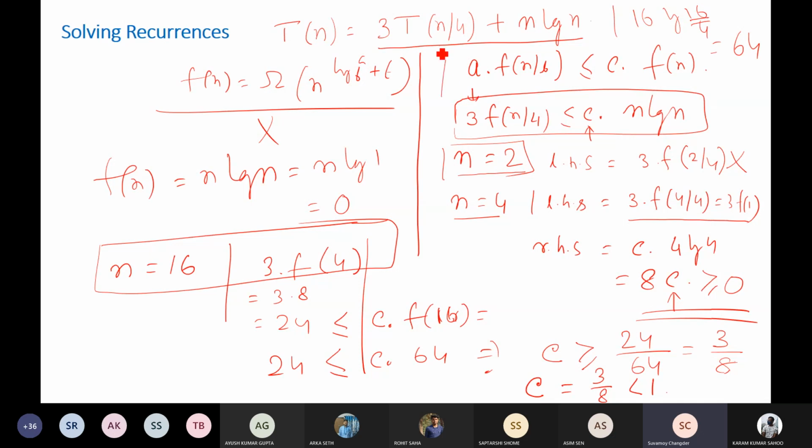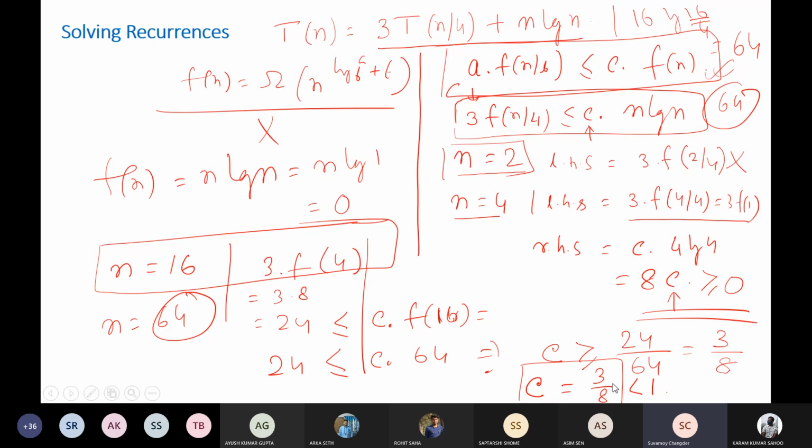And if you go on increasing the value of n, since we are considering 2 to the power n, or 4 to the power n, for our simplicity, next you can consider n equals to 64 or something. You will find that for c equals to 3 by 8, this condition will also be true when n equals to 64. So therefore the value of c is correct for us. In this way we can find a constant value of c. It is not that in the next iteration the value of c will be changed.